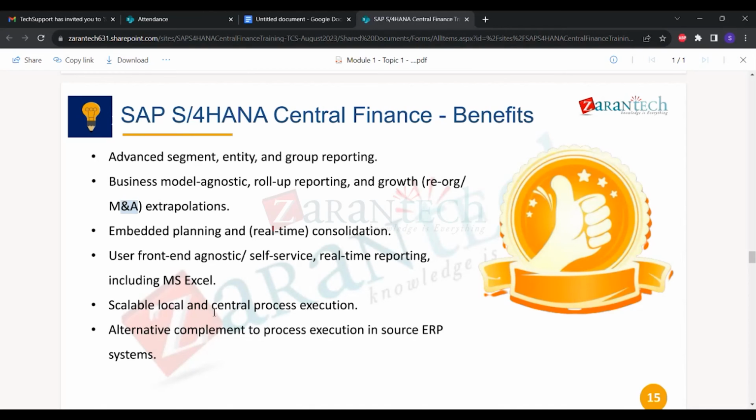There are multiple central processes which you can execute directly, like dunning, central payments, etc. Central payment is nothing but, currently each system will be doing their payments separately. With central payment, you can consolidate all the vendor payments and do it in one go directly from the central finance system for the data which is already replicated into the central finance system.